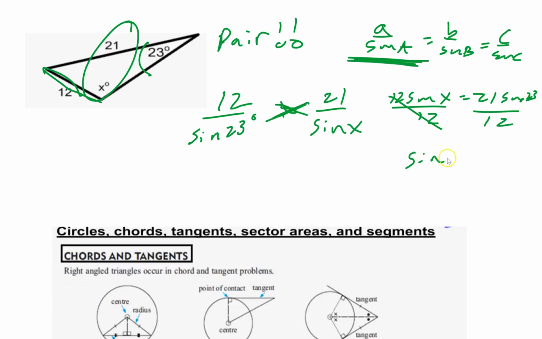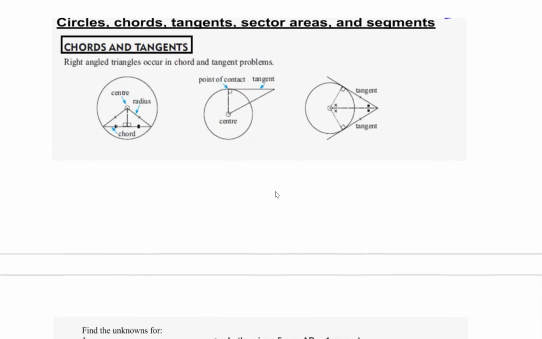I get sine of x equals some number, and then sine inverse both sides. Arc sine of both sides, same thing. There you go. Right, that's how you solve triangles using law of sines, law of cosines, right? All calculator stuff for the most part. So let's go on to a little bit of chord and tangent stuff.